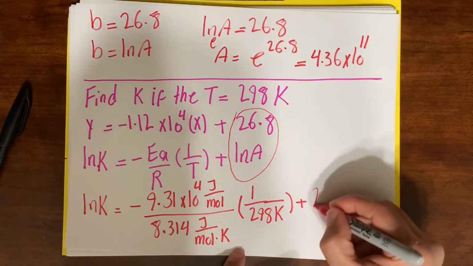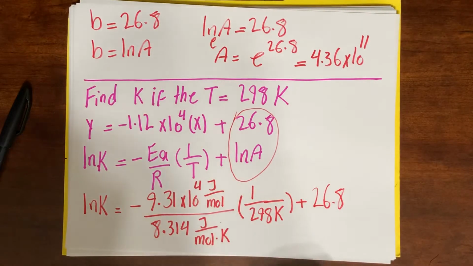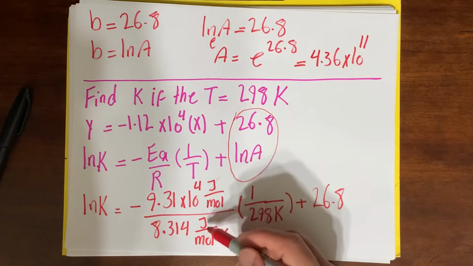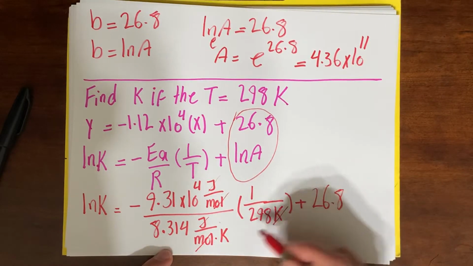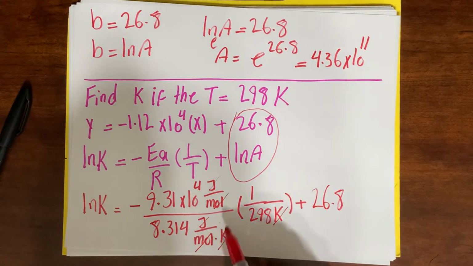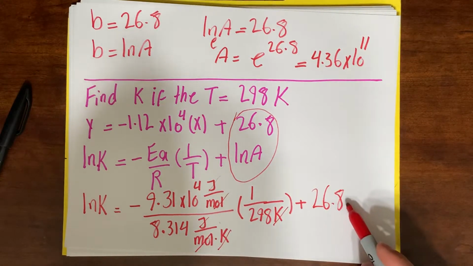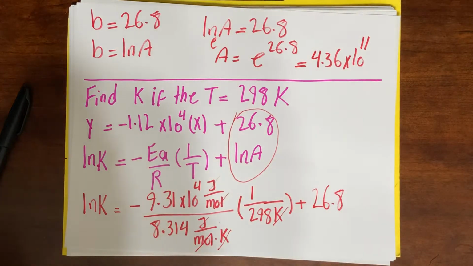So simply I say 26.8. Check this: joule by joule, it will be cancelled; mole by mole, it will be cancelled; and Kelvin by Kelvin. So we got nothing left as a unit, and now I can add it to the 26.8. Okay. So we have the activation energy. Just want to be careful.